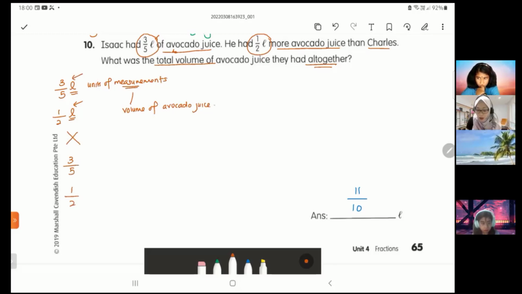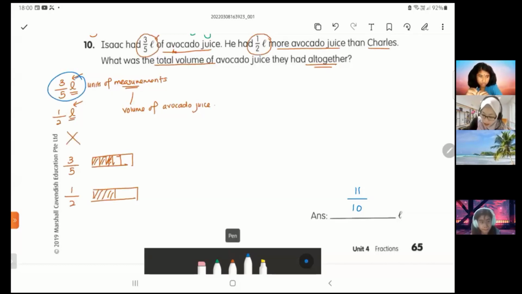Not the same. 3/5 means I can draw my model 1, 2, 3, 4, 5, and then I can shade 3 parts, 1, 2, 3, like that. Half I can draw like this, I shade 1, right? But 3/5 liters and half liters, I cannot draw a model like that because they are representing the number or amount of juice.